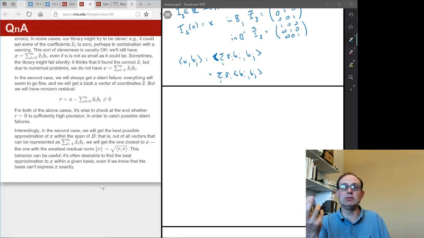And that's useful as long as we know that that's what we're getting. If we expect to be able to represent x exactly and depend on that later, that could be a problem. But if we say, okay, I just want the best possible representation of x and I know it's not going to be perfect, then the same method will actually find that for you. We're not proving that here. We might prove that later in the course. But it's worth knowing that that's something you can do.